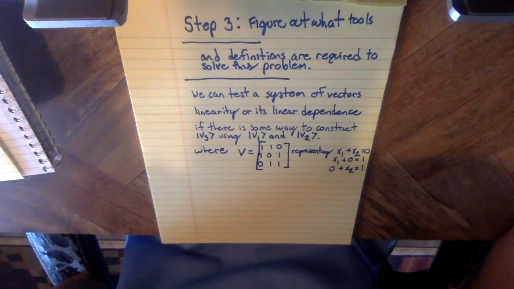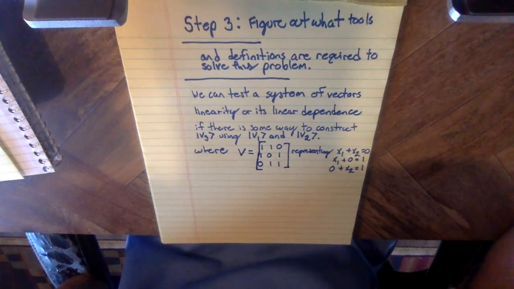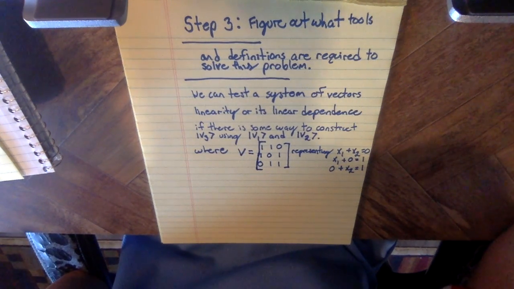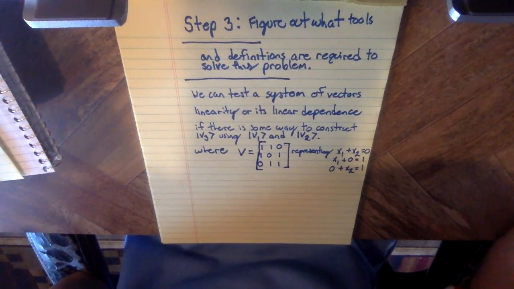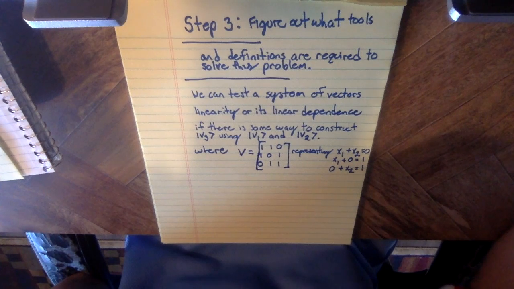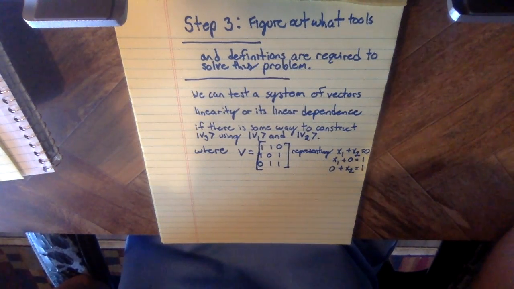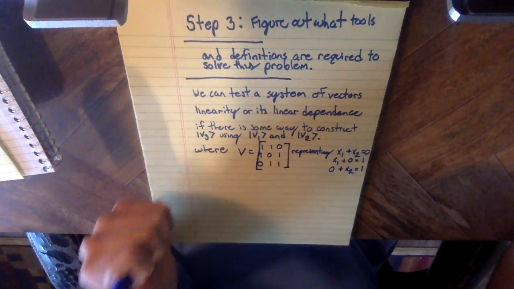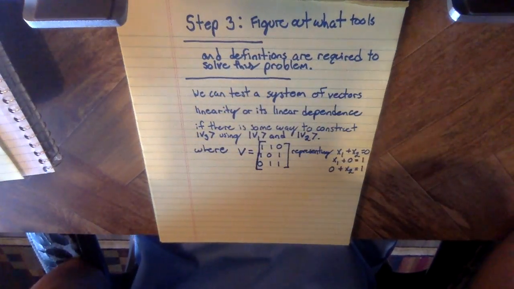We can test a system of vectors' linearity or its linear dependence if there's some way to construct vector 3 using vector 1 and vector 2, where our matrix is represented by the vector space V, representing the system x1 plus x2 equal to 0, x1 plus 0 is equal to 1, and 0 plus x2 is equal to 1. If you'd like to pause and solve it yourself before seeing the solution, now would be a good time.